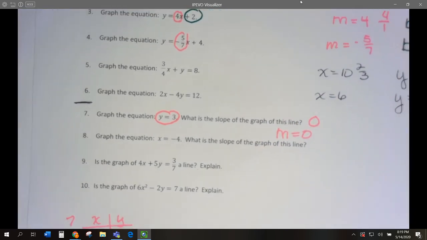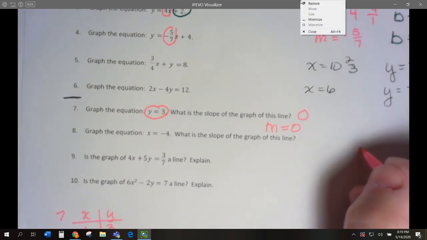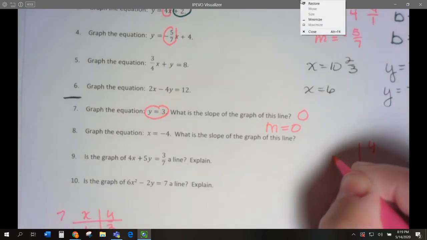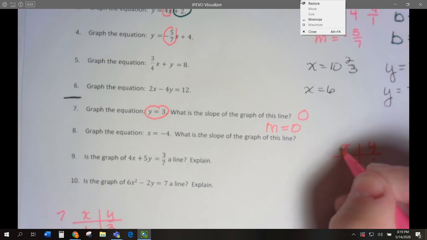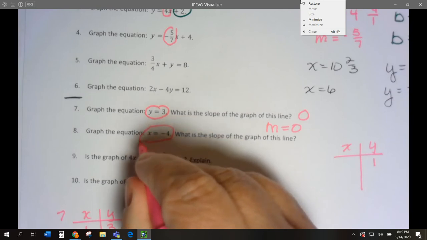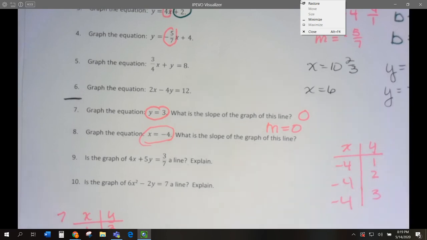Now they want us to do x equals -4. Let's do something similar, but this time let's pick y's. If y is 1, x is going to be -4. If y is 2, x is going to be -4. If y is 3, x is going to be -4. No matter what, our x is going to be -4.